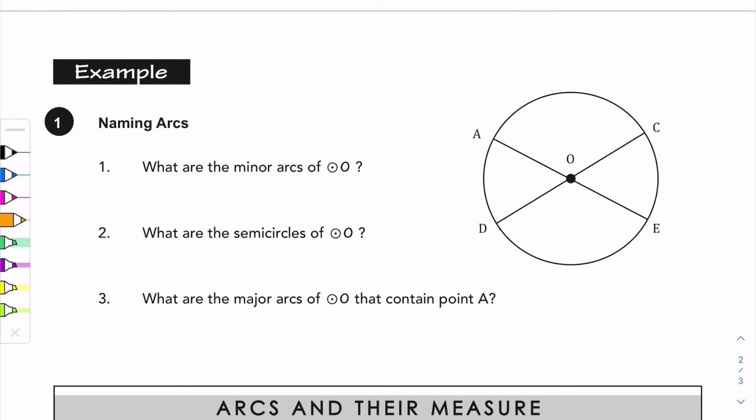So question 1, what are the minor arcs of circle O? So circle O has a center point of O, and minor arcs are all arcs that are smaller than a semicircle. So I see this arc here, which is AD. I see this arc here, which is CE. I also notice that I have an arc here, which is AC. And I have another one here, which is DE.